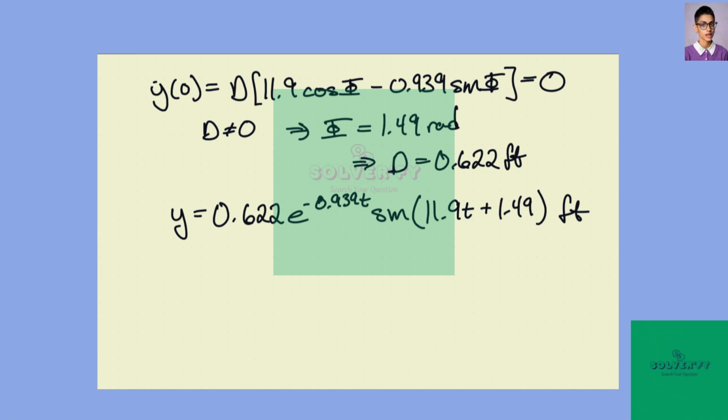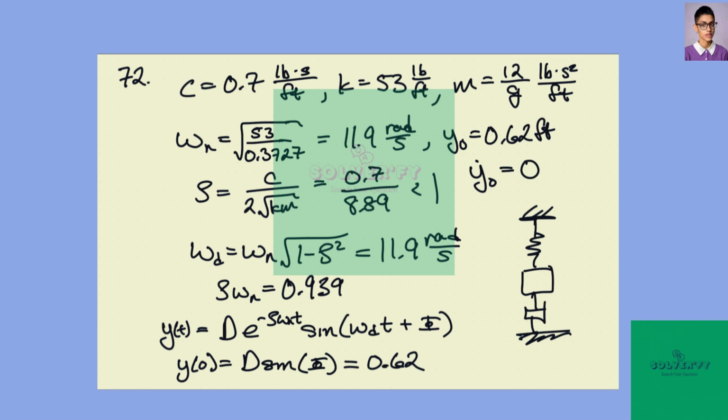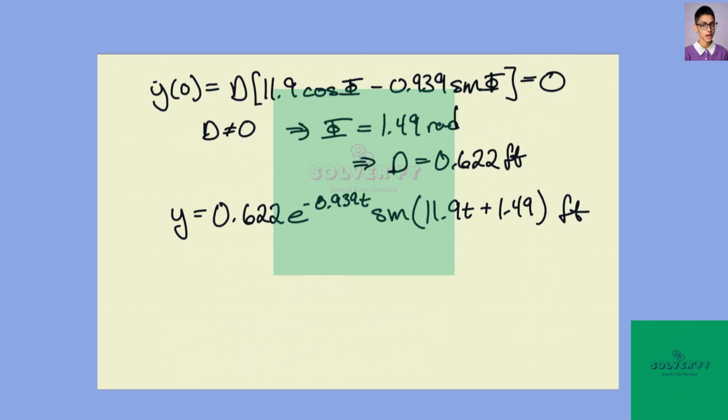And then we wind up with a tangent function, and we can take the inverse tangent, and we get that phi equals 1.49 radians. And once we know phi, we can plug that into here and then solve for d, and d becomes 0.622 feet.